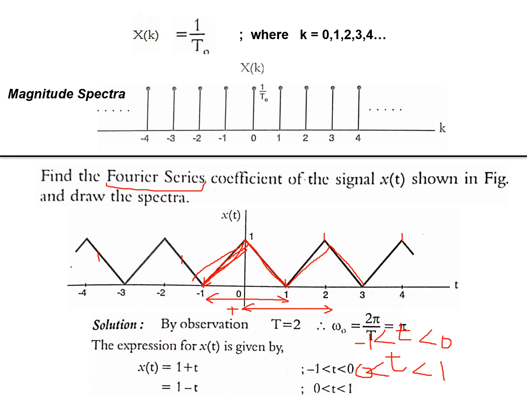Actually this is a ramp which is shifted by 1 unit. If it is t, that ramp starts at the origin, isn't it? Now when it is 1 + t, it is time advanced by 1 unit. That means this ramp starts at -1. Then from -1 to 0, the equation of the ramp is 1 + t. This is the first part of the signal.